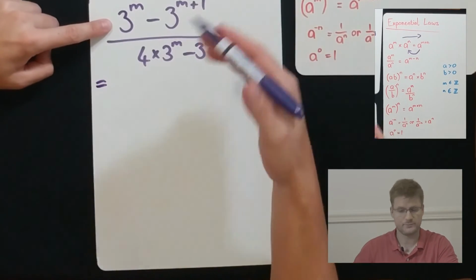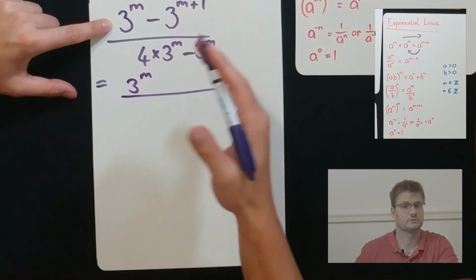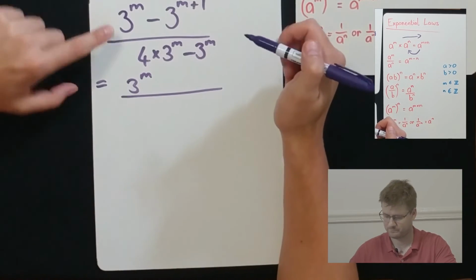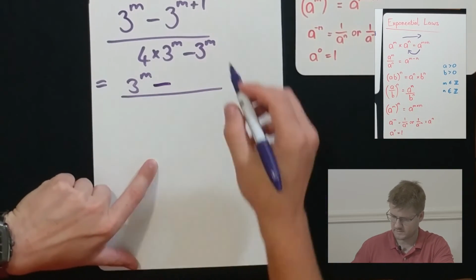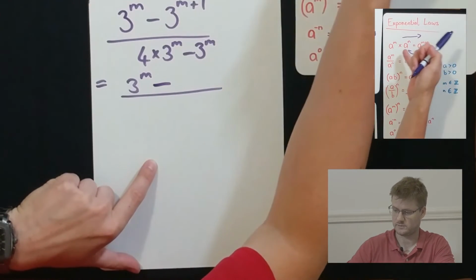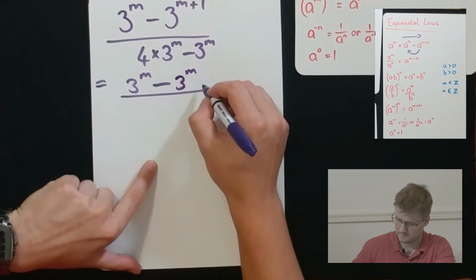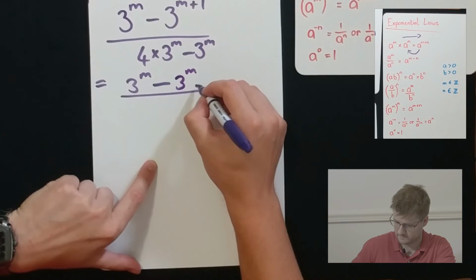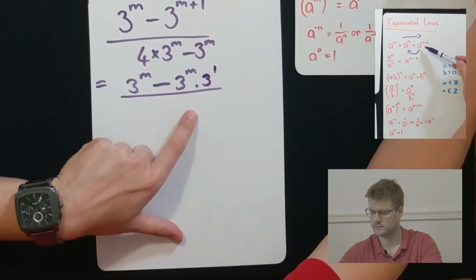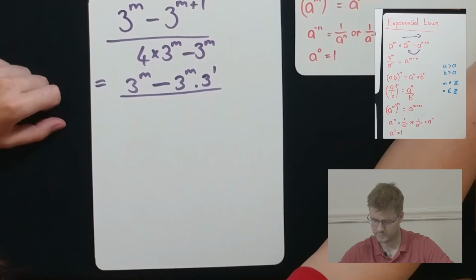3 to the m cannot be changed because there's no addition or subtraction in the exponent, and 3 is already a base prime number. Now here we have m plus 1. So I'm going to use the first law there and change that into 3 to the m multiplied by 3 to the 1. So we just used the reverse of that exponential law.